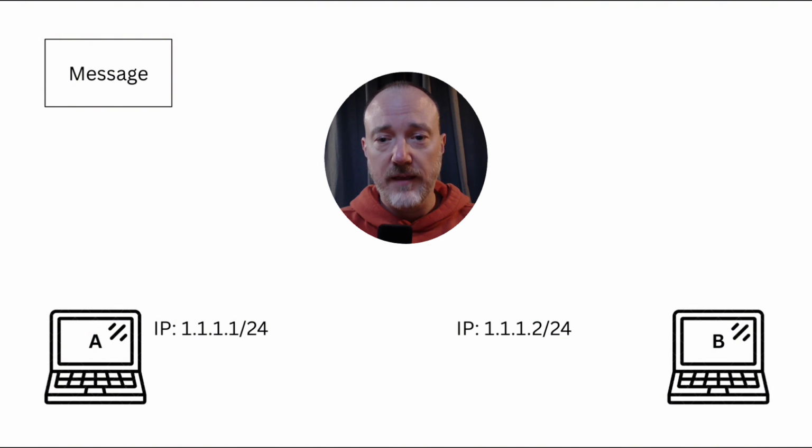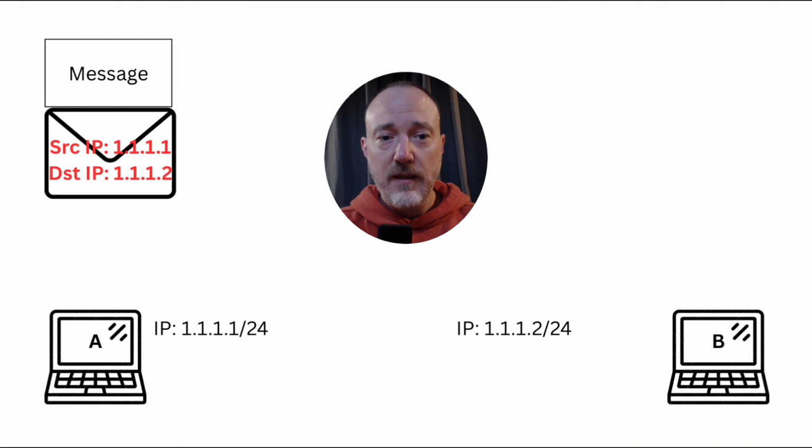The network layer has to put its header on it. And so there's our header, kind of puts it in that envelope, and it has a source IP address of 1.1.1.1 since PCA is sending this, and the destination IP address is 1.1.1.2 because it's going to PCB. So now this is a packet, since it has that layer 3 header on it. It hands it down to layer 2.